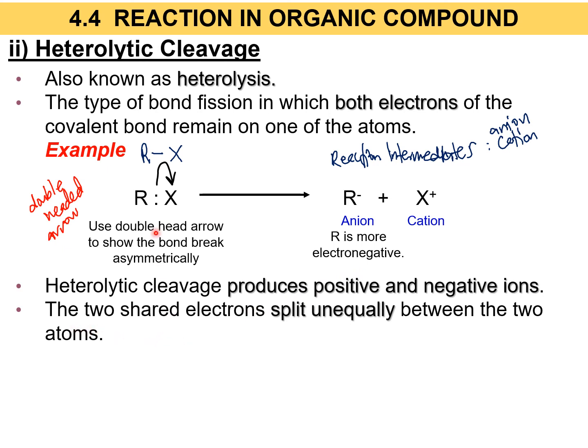That means the two shared electrons now bila dia buat bond breaking tu, dia akan split unequally between the two atoms yang akan menghasilkan positive ions dan juga negative ions. Okay.